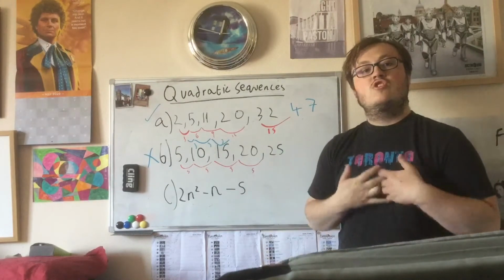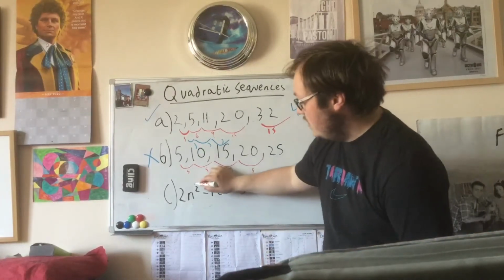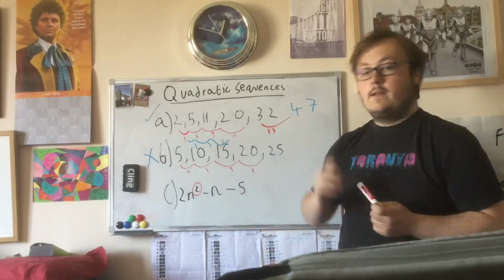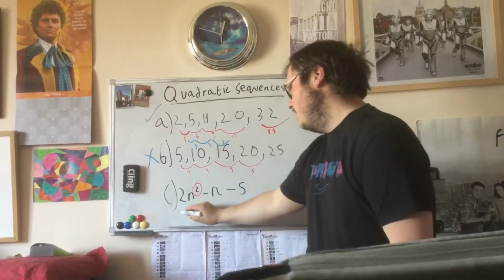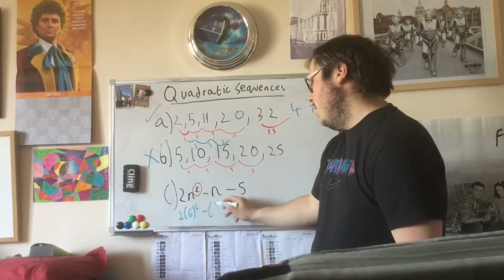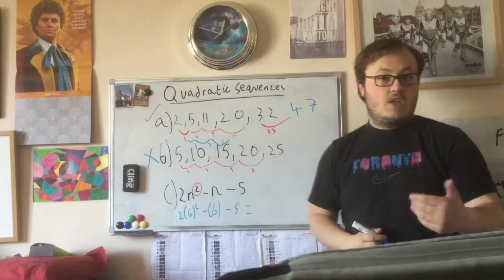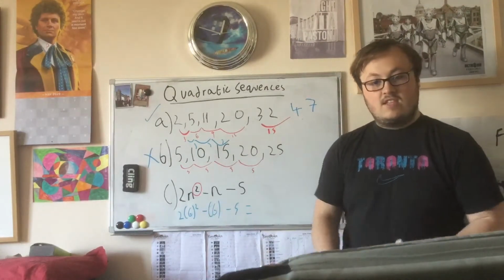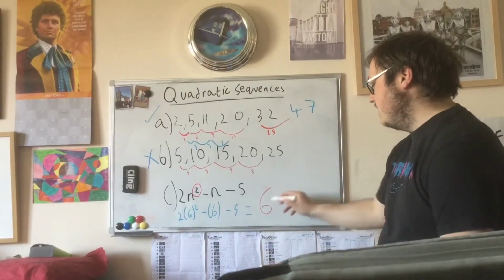But what else can tell us this is quadratic? Well, because the highest indice there is to the power of 2. And that's another way to tell that it's quadratic. So let's find the 6th term. Well, it's pretty simple. All you've got to do is you substitute n for 6. So do 2 times 6 squared minus 6 minus 5. 6 squared is 36. 2 times 36 is 72. 72 minus 6 is 66. Minus 5. So the overall answer, the 6th term for this one, is 61.